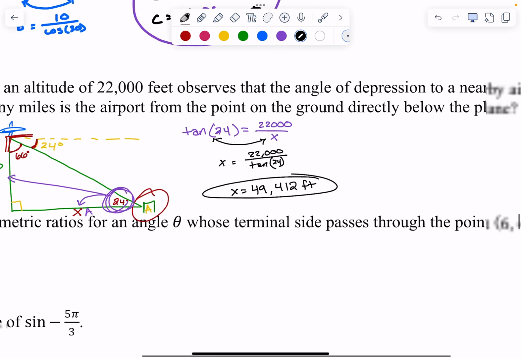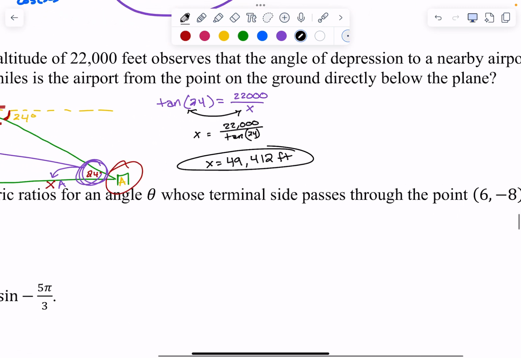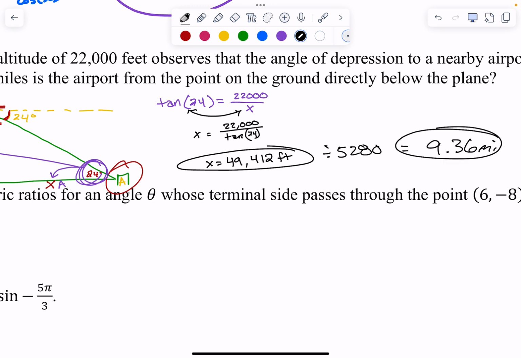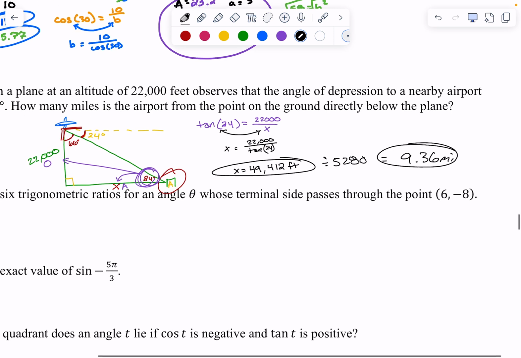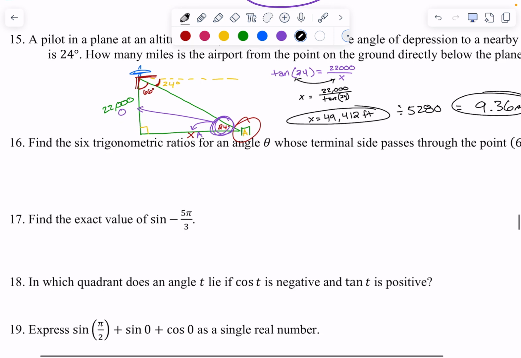Oh, and then they want it in miles? Yeah. How many miles? So divide by 5280. 9.36 miles. There we go. Good catch. I would have left it in feet. Now, given the fact that they wanted it in miles, could you have put this 22,000 in miles first? Yeah, sure, you could have. And then you wouldn't have to convert at the end. That's fine. All right.